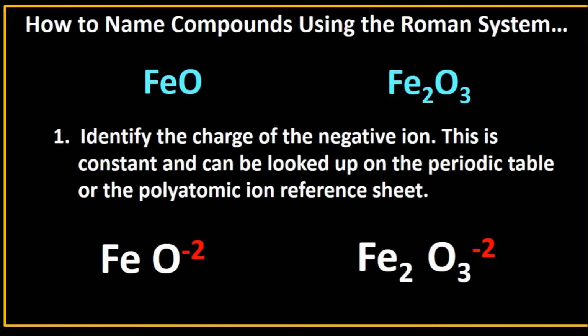So you want to identify the charge of the negative component. This is constant and can be looked up on the periodic table or the polyatomic ion sheet. And you know that oxygen from the periodic table is -2 in both cases. This is constant and will never change. And you can always depend on that. Now we want to draw a box around the negative component. Sounds like a very simple exercise, and it really is.